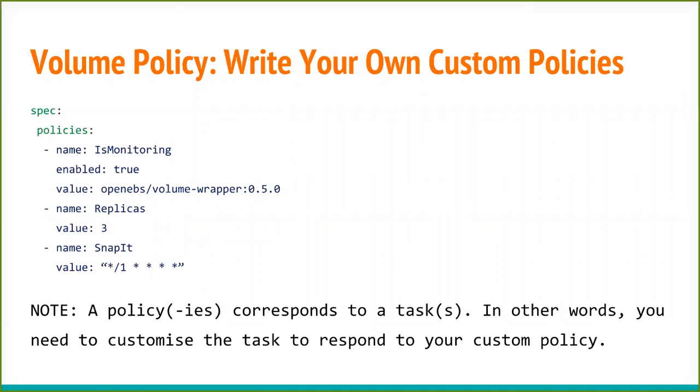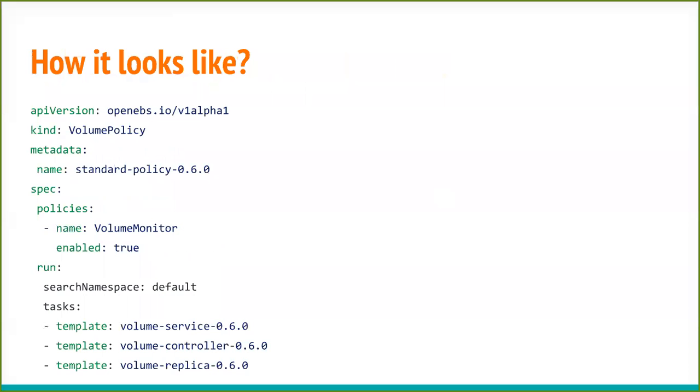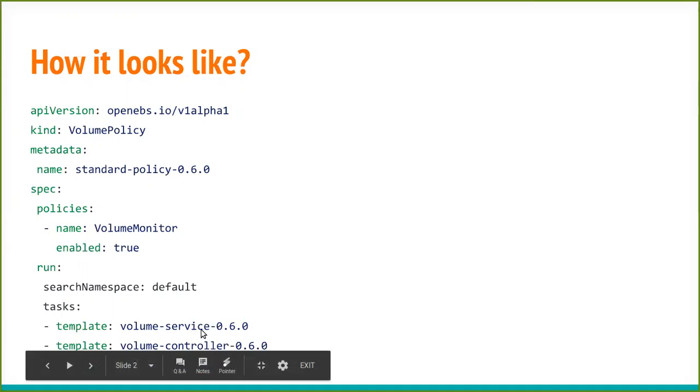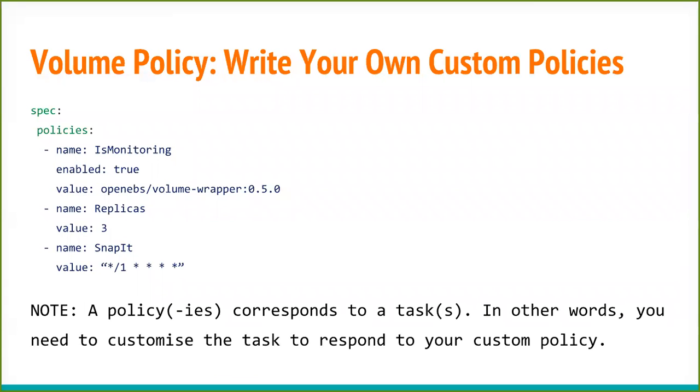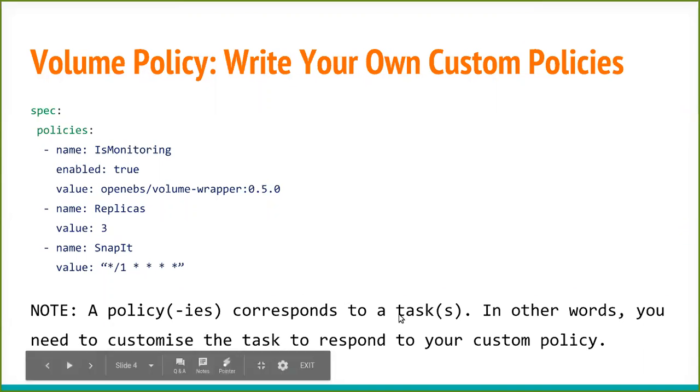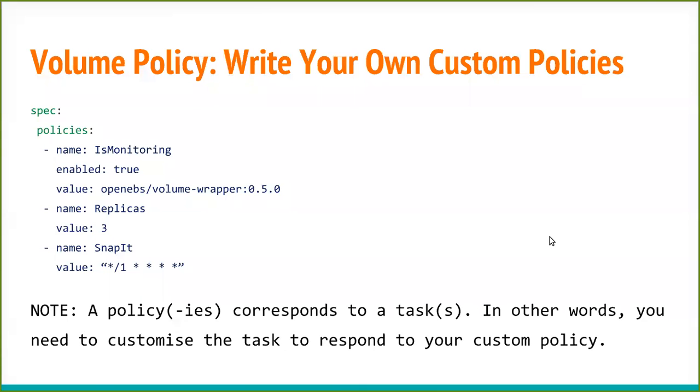Okay. So again, a policy corresponds to a task. If we go back, we see some of the policies that can be mentioned here. These will be corresponding to tasks. Tasks are nothing but templates. And when I talk of templates, one can think about Helm-like templates. It's very similar to Helm templates. So there will be some volume policies which will correspond to a task, and the task will be executed by Maya, right? The control plane of OpenEBS.